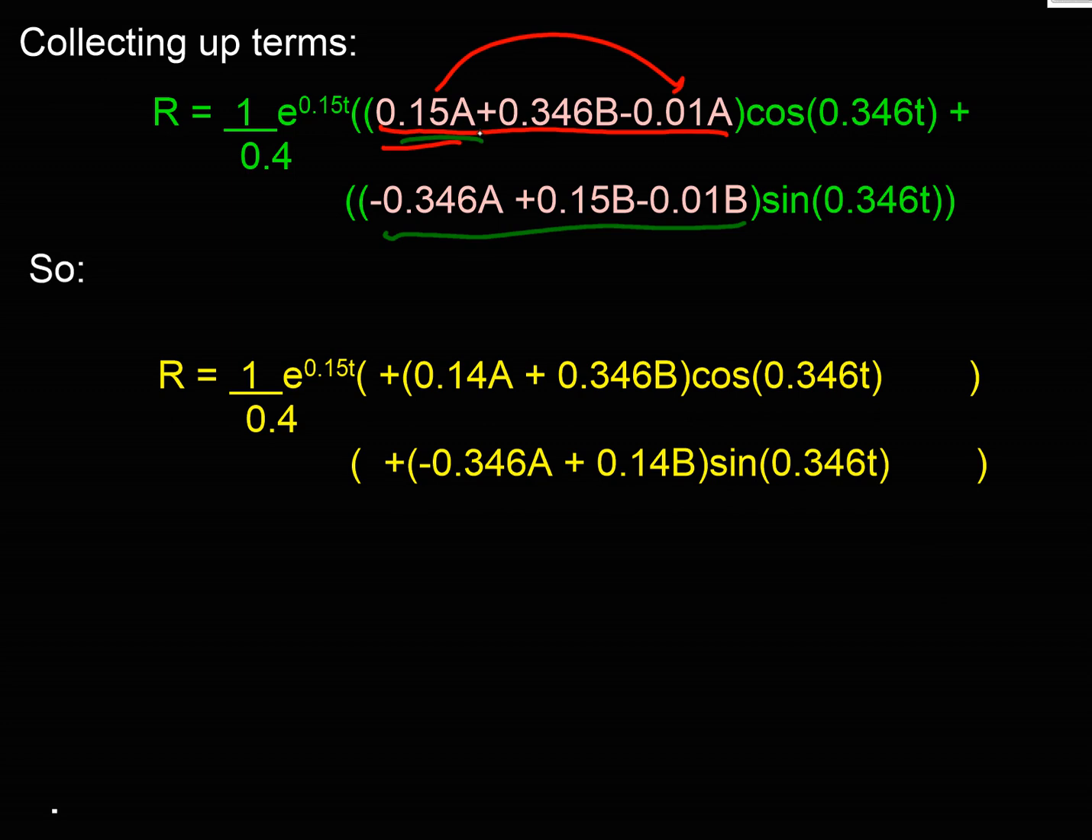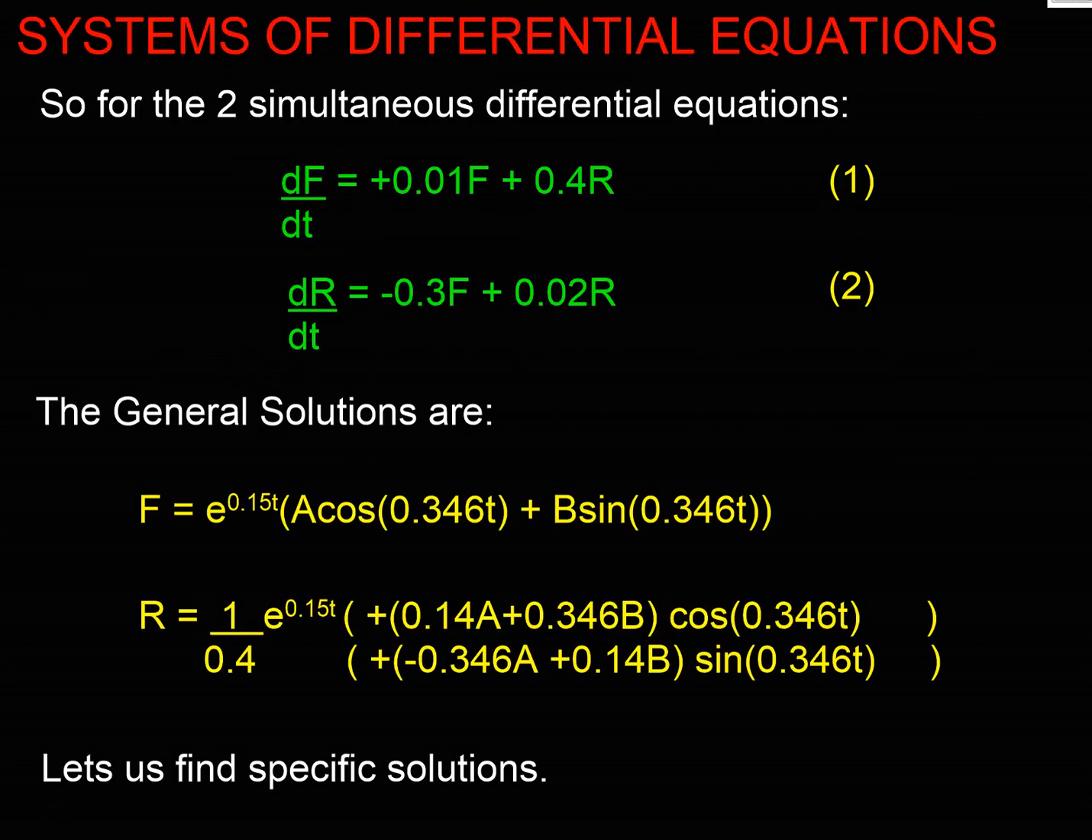Here we go, so my 14, that was my 0.15a, subtract 0.1a, there we go. So I've got a full 0.14a there, and I've got a 0.14b there. So now I've got two general solutions for these two equations in f and r. And you can see, look, these a's and b's are connected between the two equations. They're not separate, it's the same a and b.